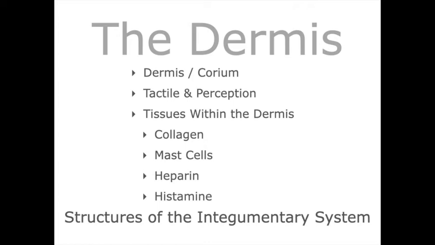Mast cells, which are found in the connective tissue of the dermis, respond to injury or infection by producing and releasing substances including heparin and histamine. Heparin, which is released in response to injury, is an anticoagulant. Histamine, which is released in response to allergens, causes itching and increased mucus secretion.